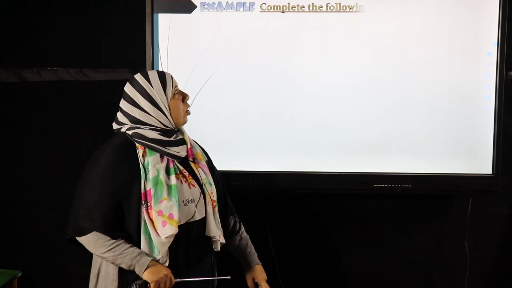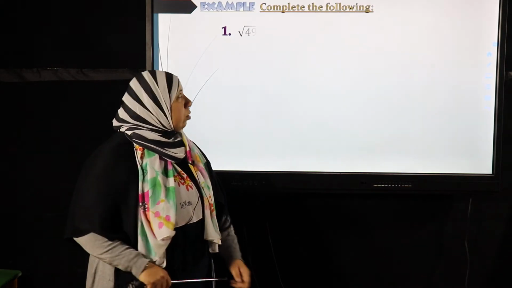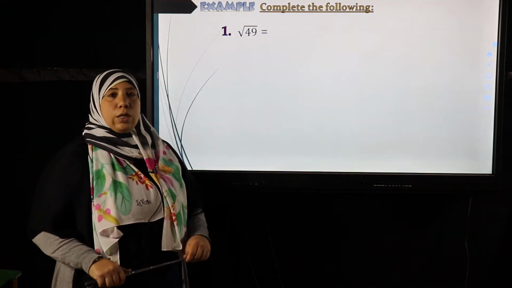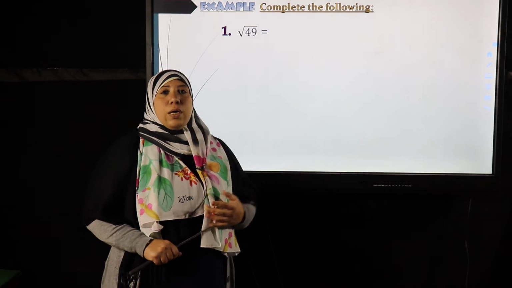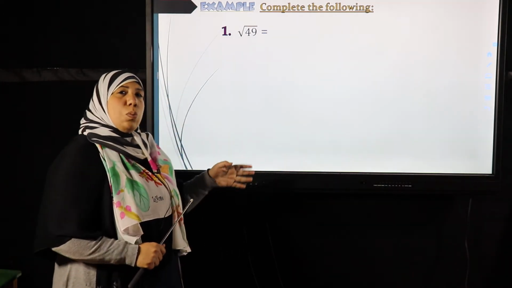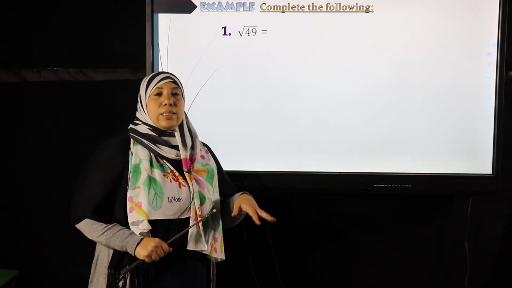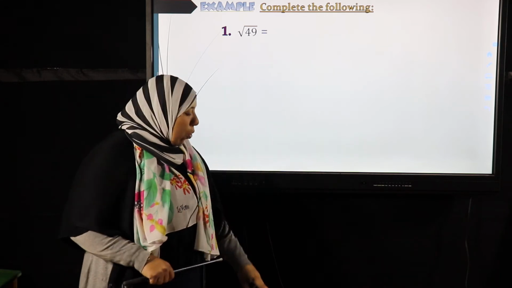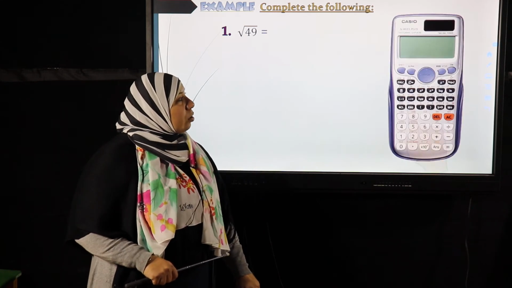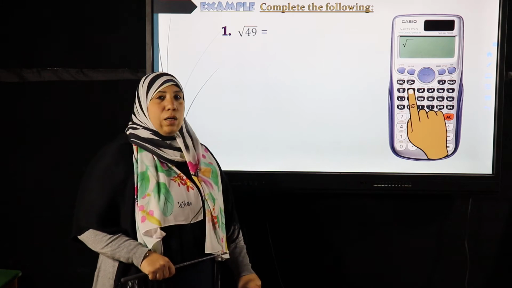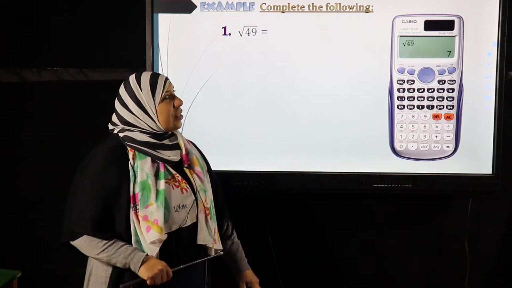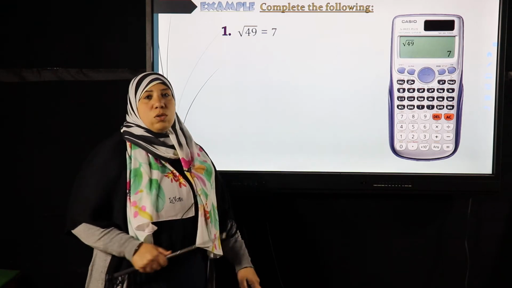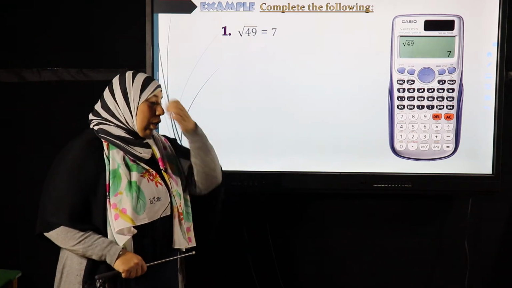For example, complete the following. Number 1, square root 49. You can memorize what number raised to power 2, or multiplied by itself, equals 49, or we can use the calculator. Square root is the symbol right here. Square root 49 equals 7. So it's easy to find the square root using the calculator.